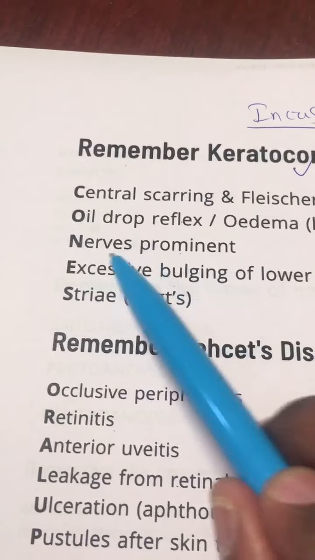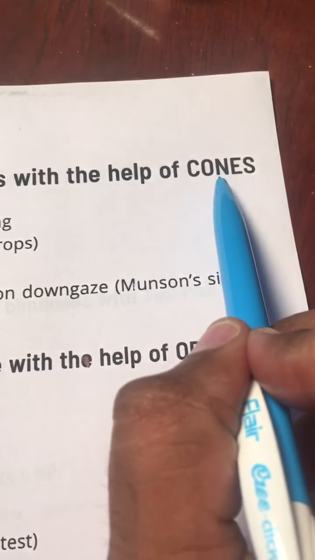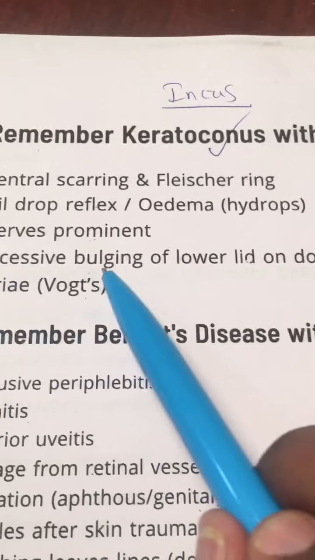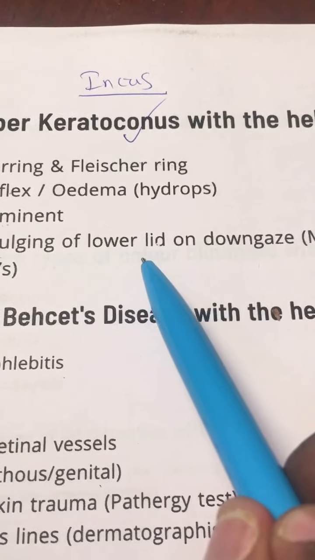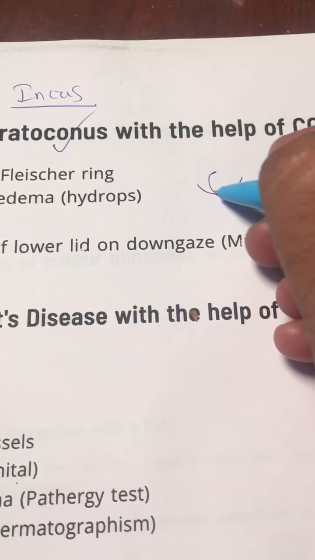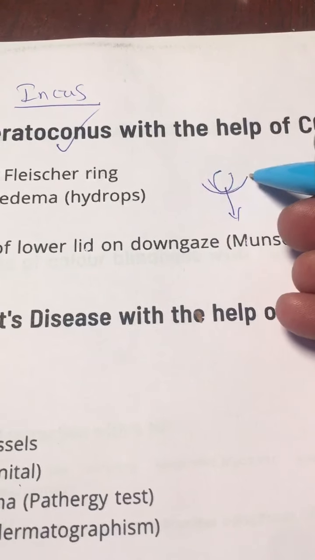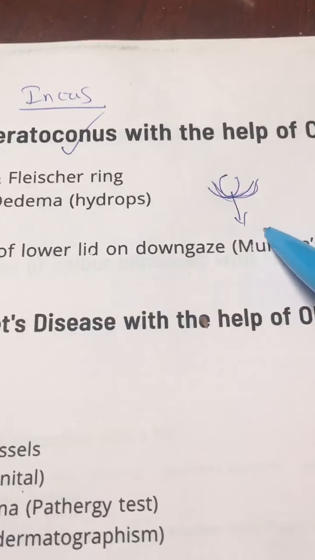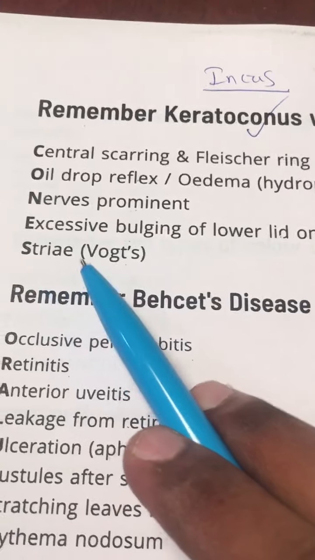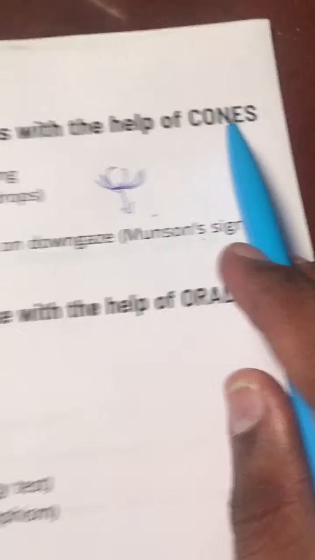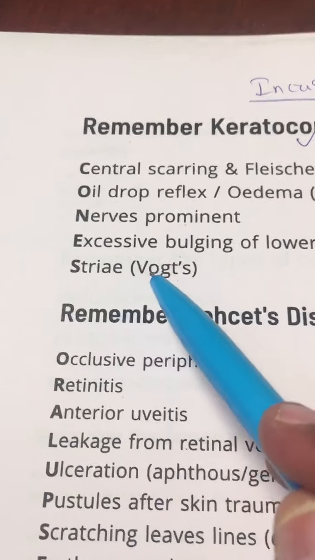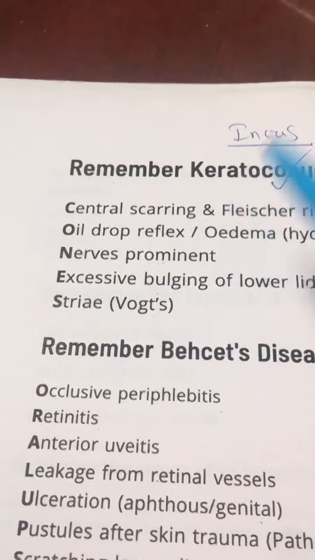The nerves are very prominent. So in CONES, N is nerves. Nerves are very prominent. There's an excessive bulging of the lower lid on down gaze. That's called Munson's sign. You remember, no? So whenever the person looks down, there's an excessive bulge of the lower eyelid, which is called Munson's sign. Then S for striae, CONES is the word. S for striae, they're called Vogt's striae is what you should remember. So that is keratoconus.